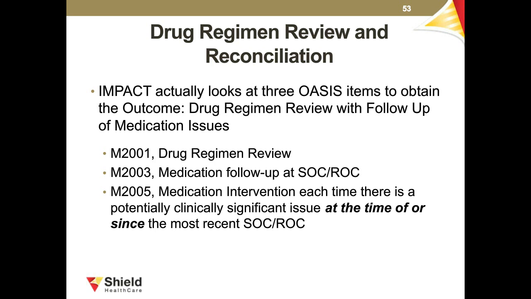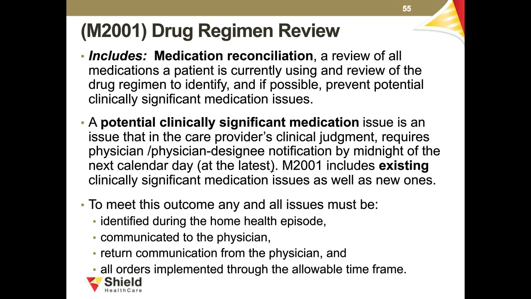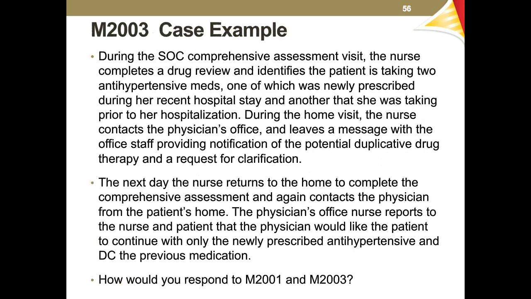So the next slides 53 through 58 really just go through some of the steps for this. This is not a particular one that is related to skin integrity. Here's just a reminder about the drug regimen review process. If we look at slide 55, we see that we've got some guidance that relates to the drug regimen review, that it does include medication reconciliation, or what is a potential clinically significant medication issue, which is based again on clinician or caregiver's discretion and decision. We also see on the next slide, number 56, it is actually talking about an example of a patient for follow-up from the start of care.